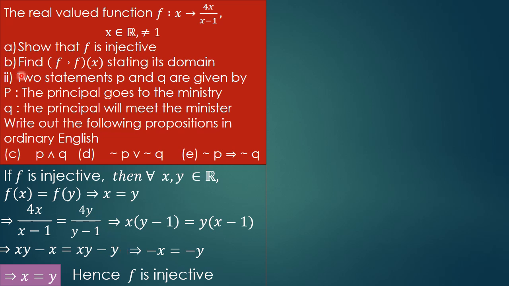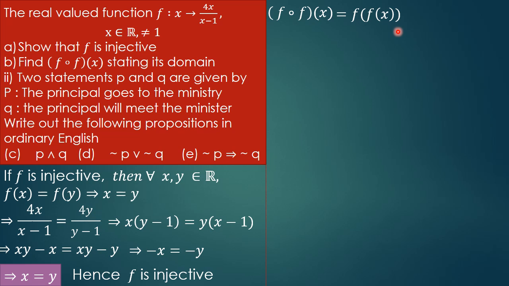So friends, let's look at the next part. The next part wants us to find f of f of x, stating its domain. Great. So friends, this is our f of x, and this is under composition of function. We can write it in a basic form by simply saying this is going to be f of f of x, because our knowledge of composition of function permits us to write the function like this conveniently.